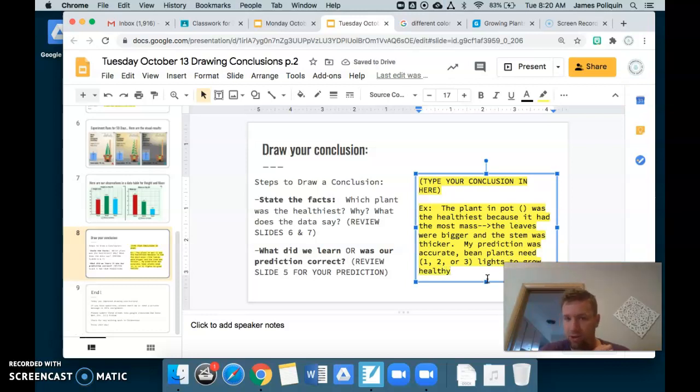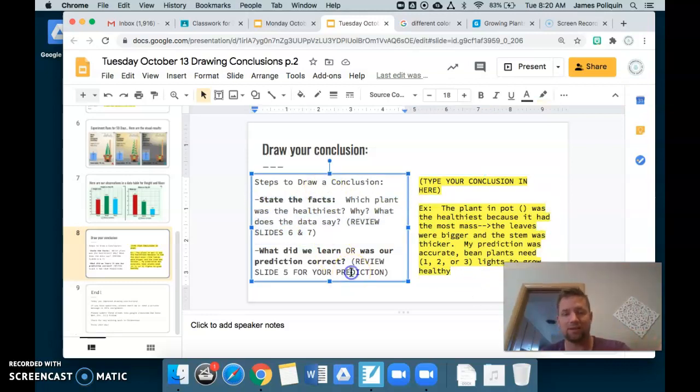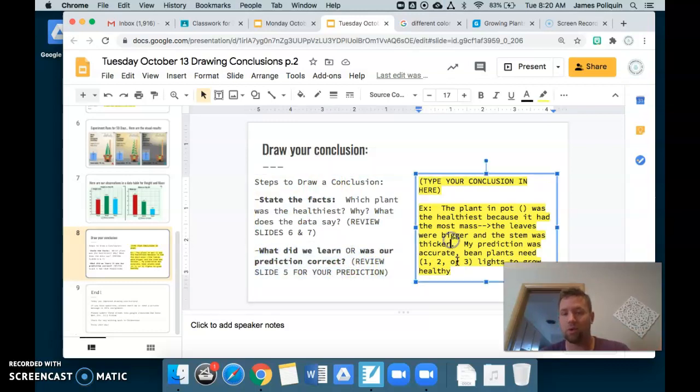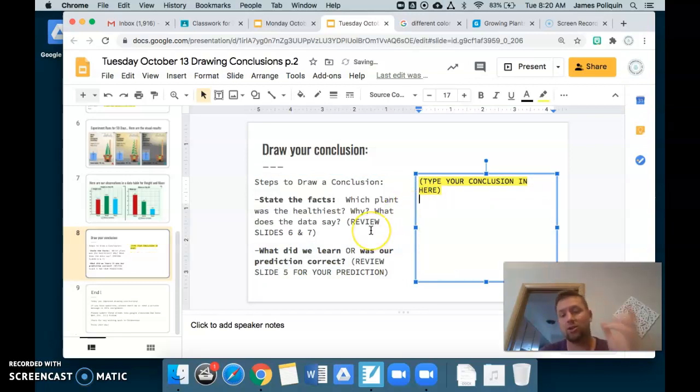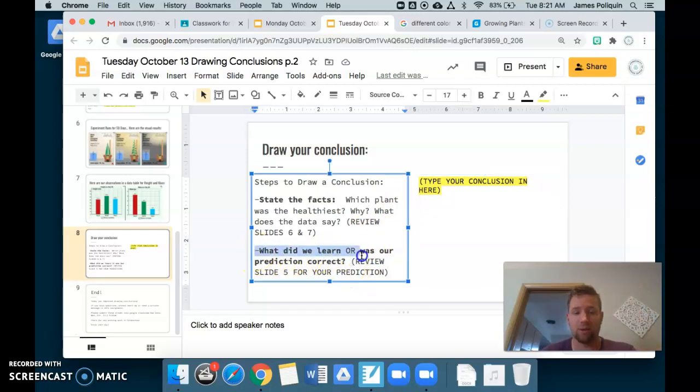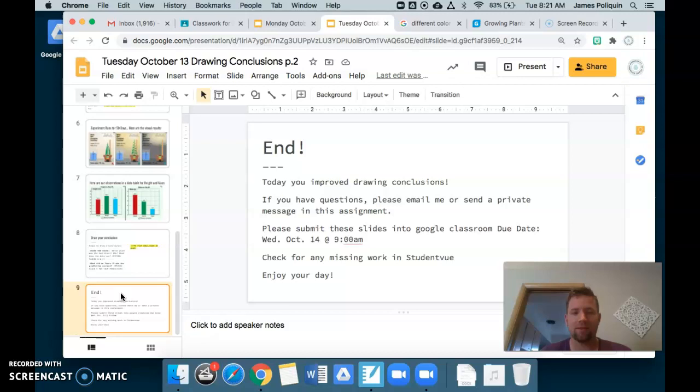Okay. And so you would type in your conclusion. Your conclusion would probably be about 2, maybe 3 sentences. One sentence for each, kind of stating the facts. That might be 2 sentences. So this might be 2 sentences. This would probably only be 1. So your conclusion is 2, maybe 3 sentences long. As long as you are stating the facts and using data to support you, as well as just kind of reviewing what did you learn or was your prediction correct. You're doing those things, you're A-okay. That'll be the end. Okay?